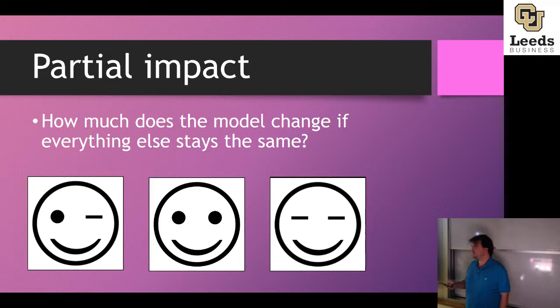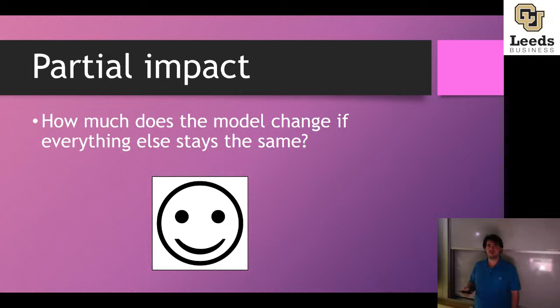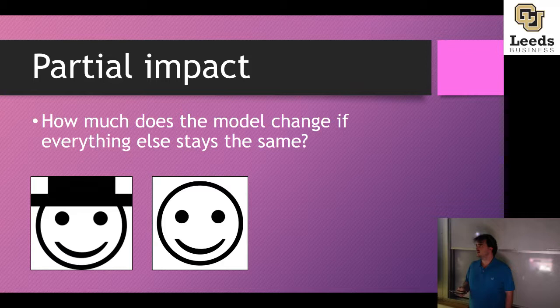Let's make another comparison. Got a smiley face right here. This guy look happy to everyone? Let's add a hat. Has his emotion changed? Does anyone think that the left one is less happy than the right one? Or that there's a secret desire to kill in one of them? No, they're two exactly as happy guys. When we change that one feature, has hat from false to true, the model didn't change at all. None of our predictions altered in any meaningful way. That means the partial impact of has hat is very low.